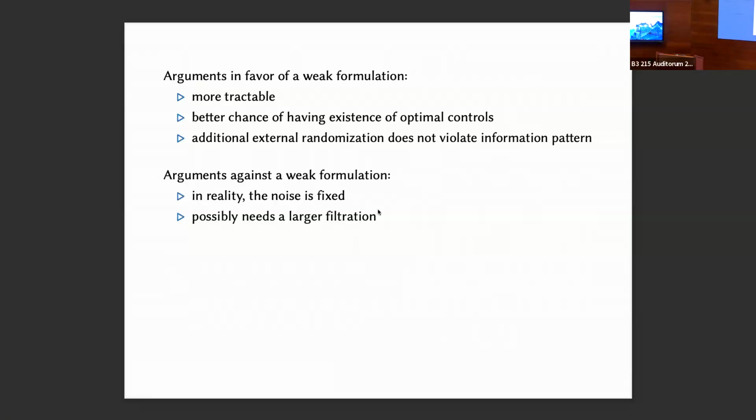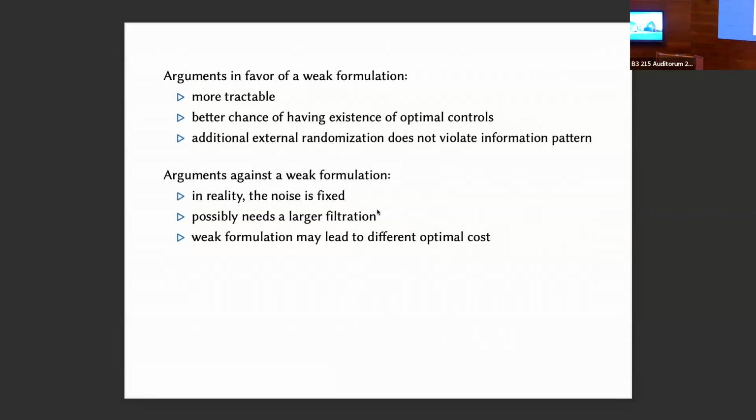You possibly need a larger filtration. So if you're in this weak setting, you may add independent noise to that, external randomization, if you will, and that's a larger filtration. You may not want that. Why should I start flipping coins along the way just to solve the problem? Here's one key point. The first two I don't think are that serious. It's more on a philosophical level. The third one might actually be an issue.